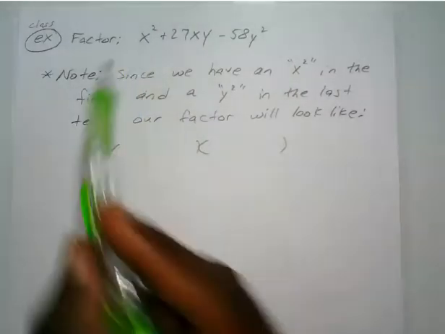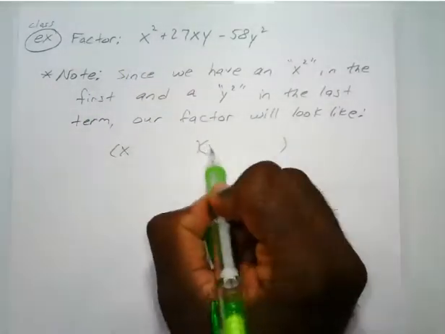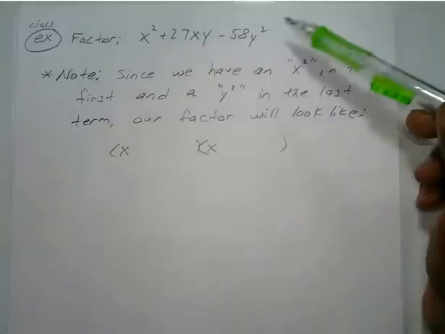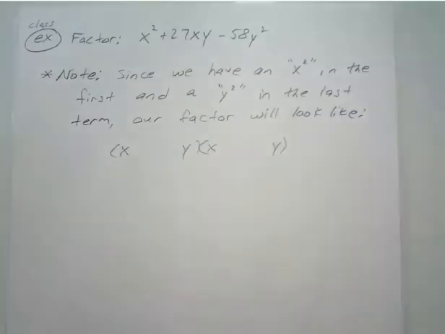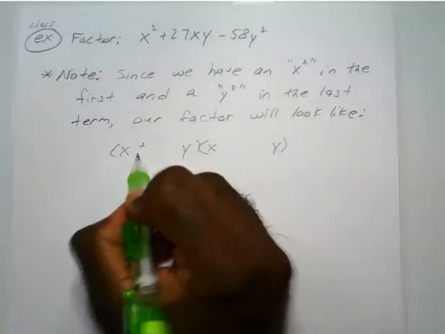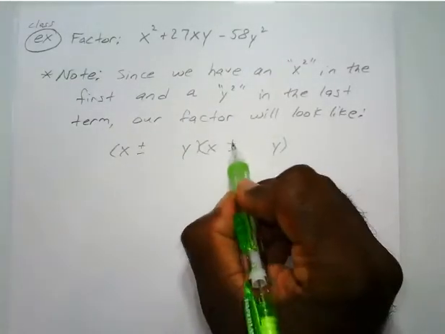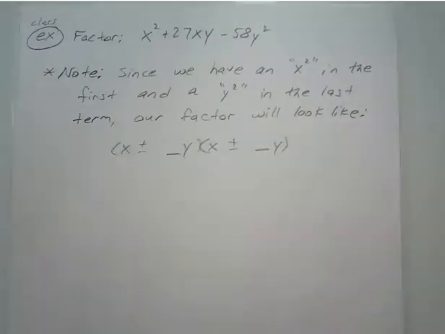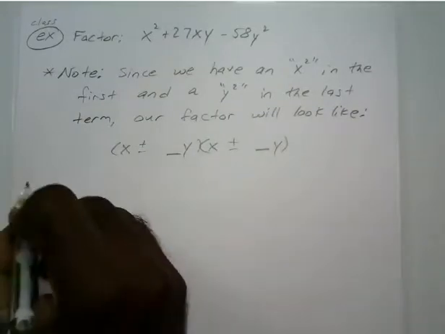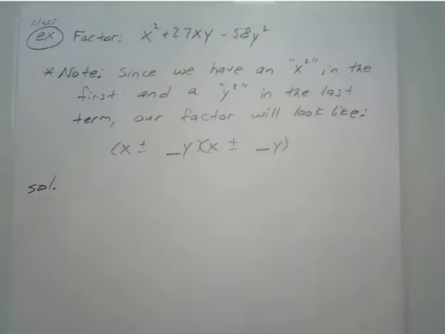Our x squared is in the first term, so we'll have x and x. And since our last term has a y squared, it'll be y and y. Okay, now it'll be plus or minus, depending on if it's positive or negative, but there will be a numerical value in front of the y. Okay, we just have to figure out what that numerical value is. Alright, so we're going to go ahead and solve it.